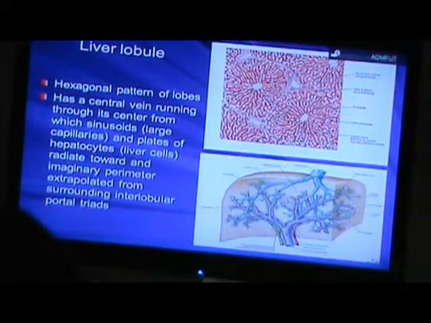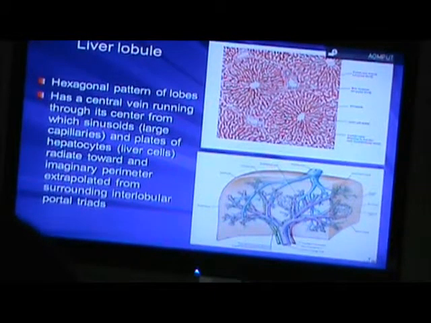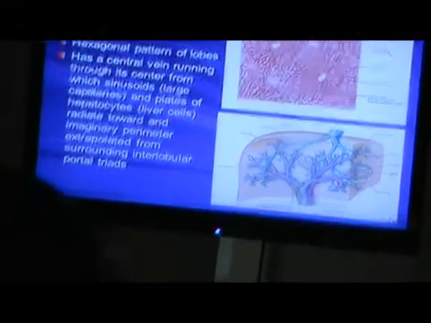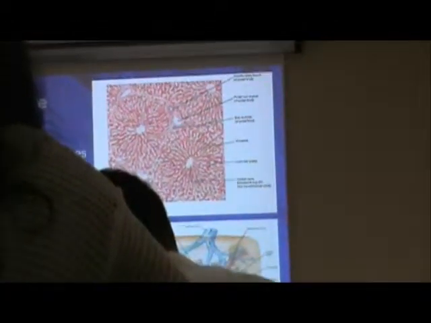Let's talk about the liver lobule. What is it? We have the hexagonal pattern of the lobules. So look, this is the hexagonal pattern of a lobule, and it has a central vein which runs through its center, from the sinusoids. You can see the sinusoids here.